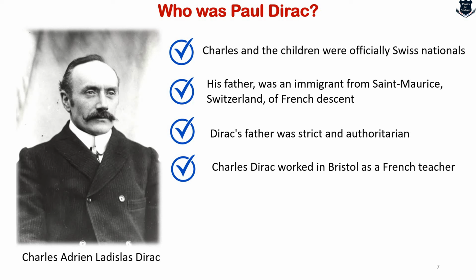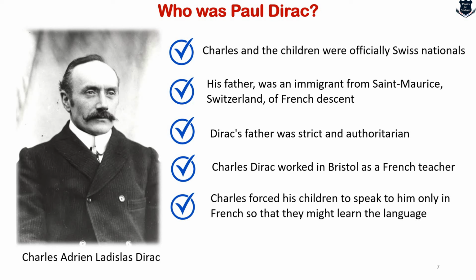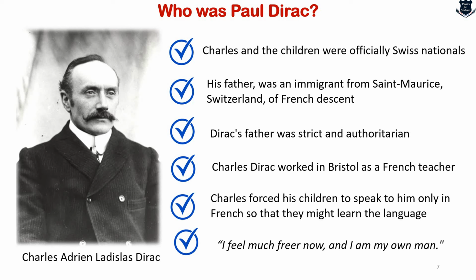Dirac had a strained relationship with his father, so much that after his father's death, Dirac wrote, "I feel much freer now, and I am my own man." That was the kind of strained relationship which he had with his father.